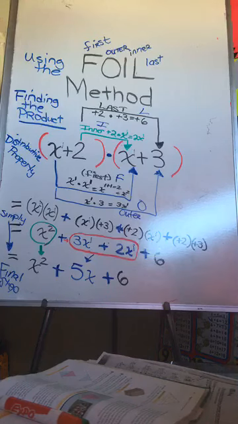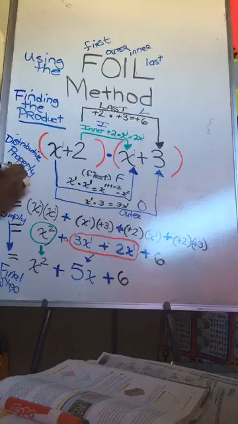Okay, so you have to remember that with the distributive property, you must multiply. So you are using multiplication. Multiply.